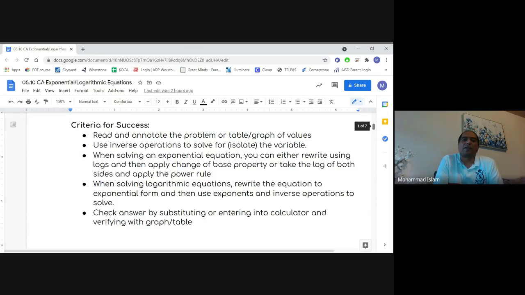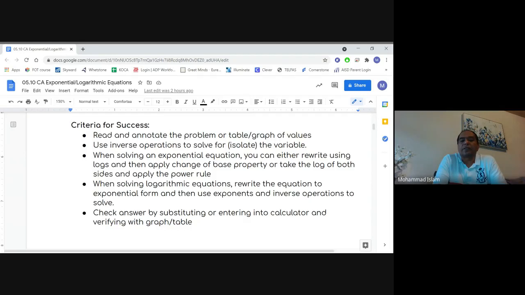Similarly, when you are solving logarithmic equations, you will rewrite the equation to exponential form and then use exponents and inverse operations to solve it. So as you see, log and exponents are inverse functions. If you are working on a logarithmic problem, to get rid of the log, you will use the exponents. And if you are working on exponential problems, you will apply the log to get rid of the exponents. Okay.